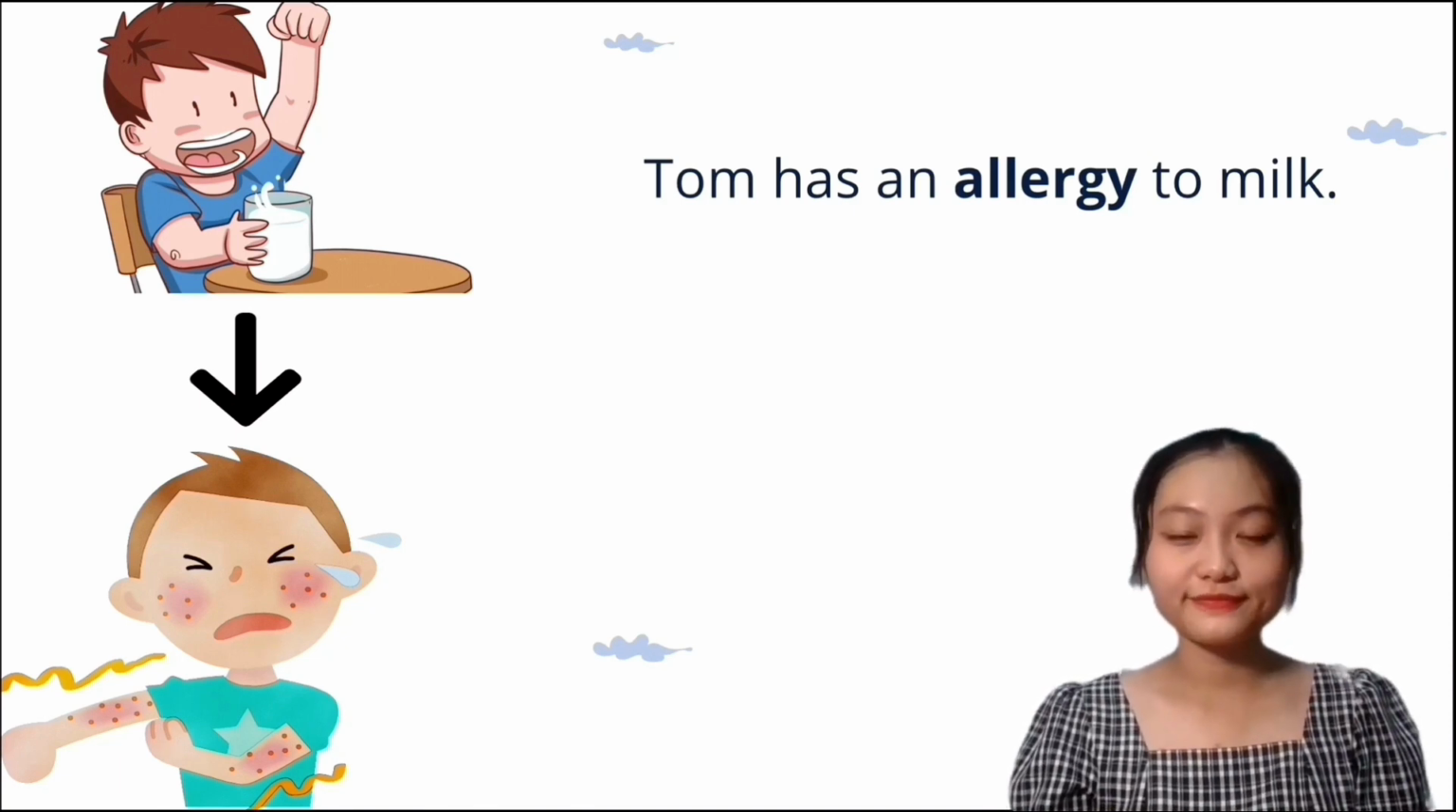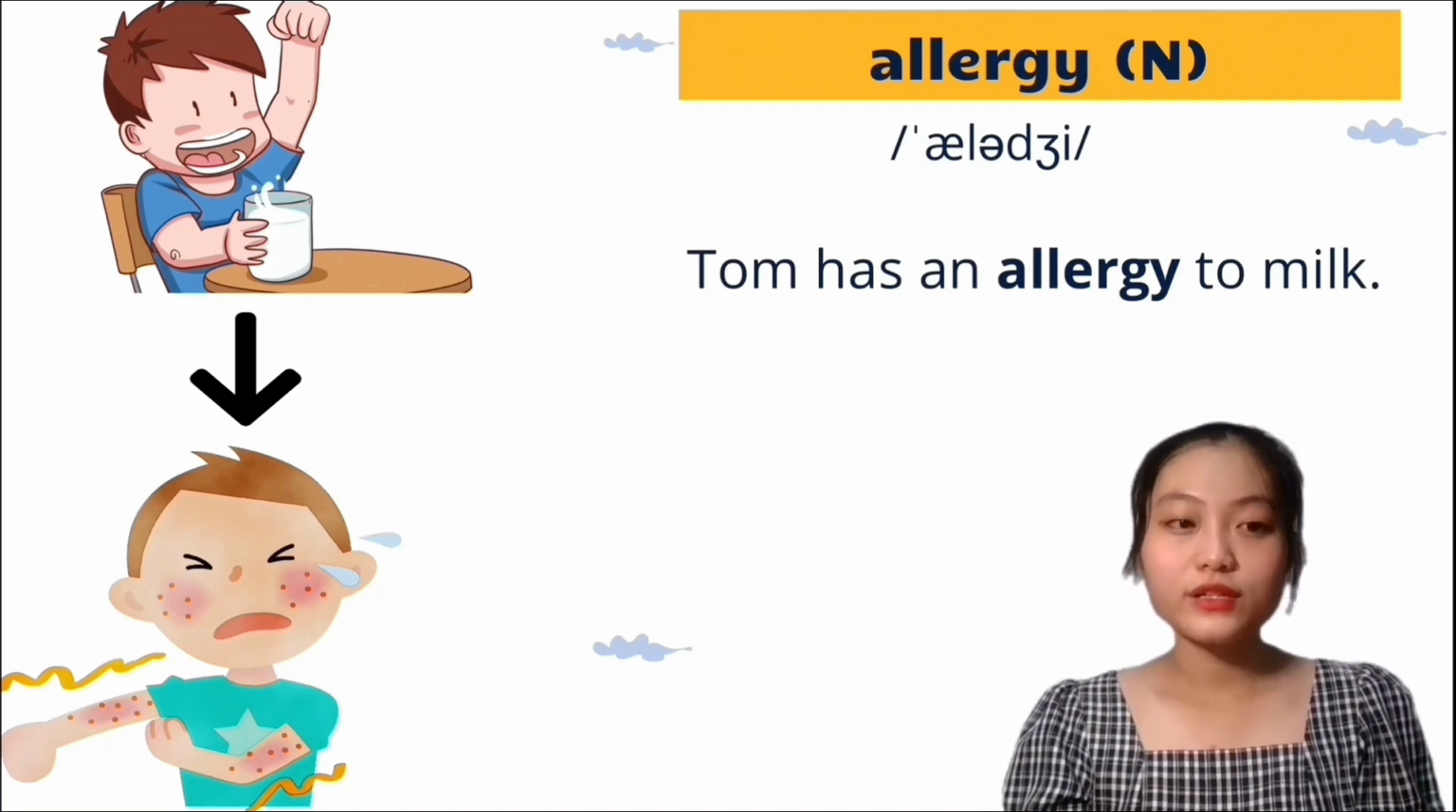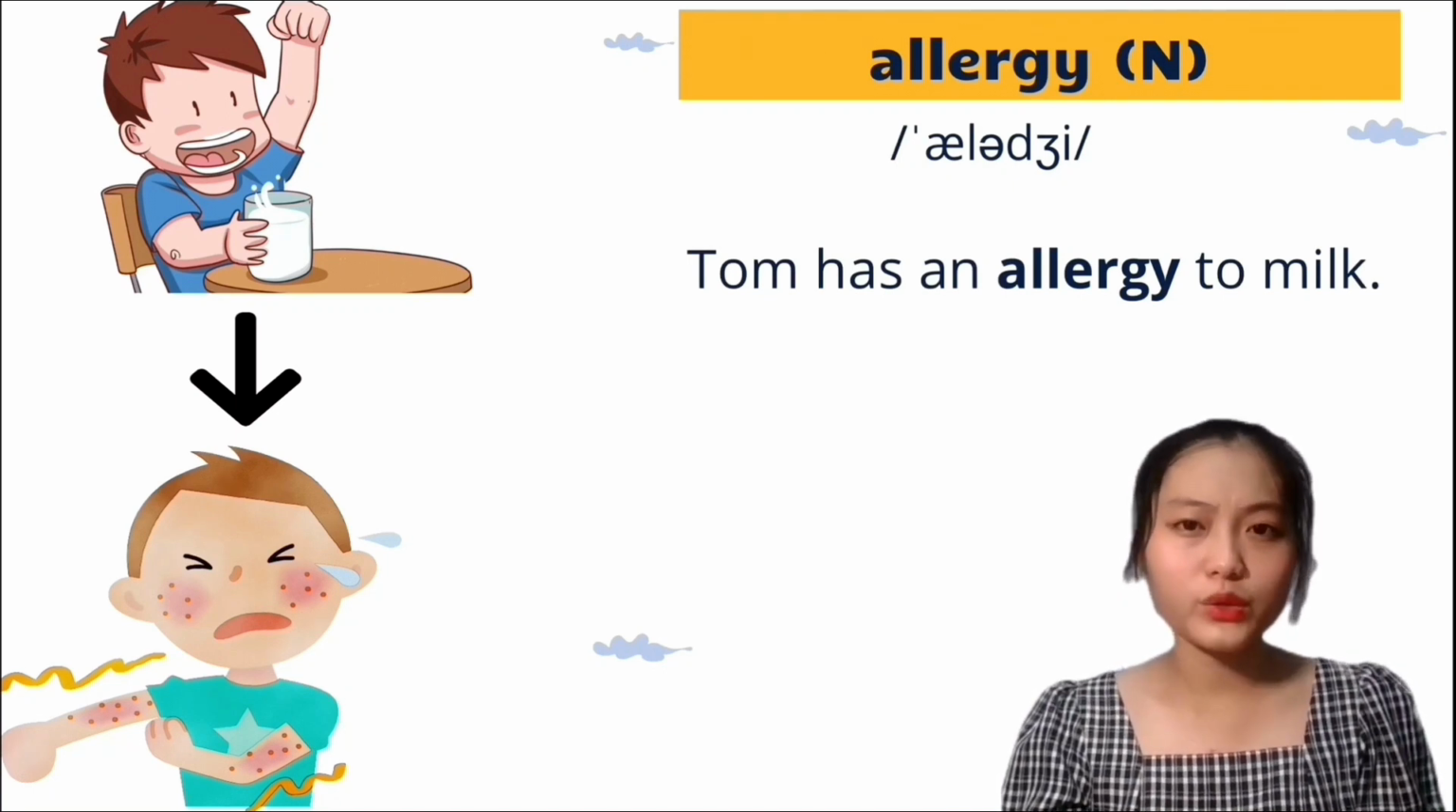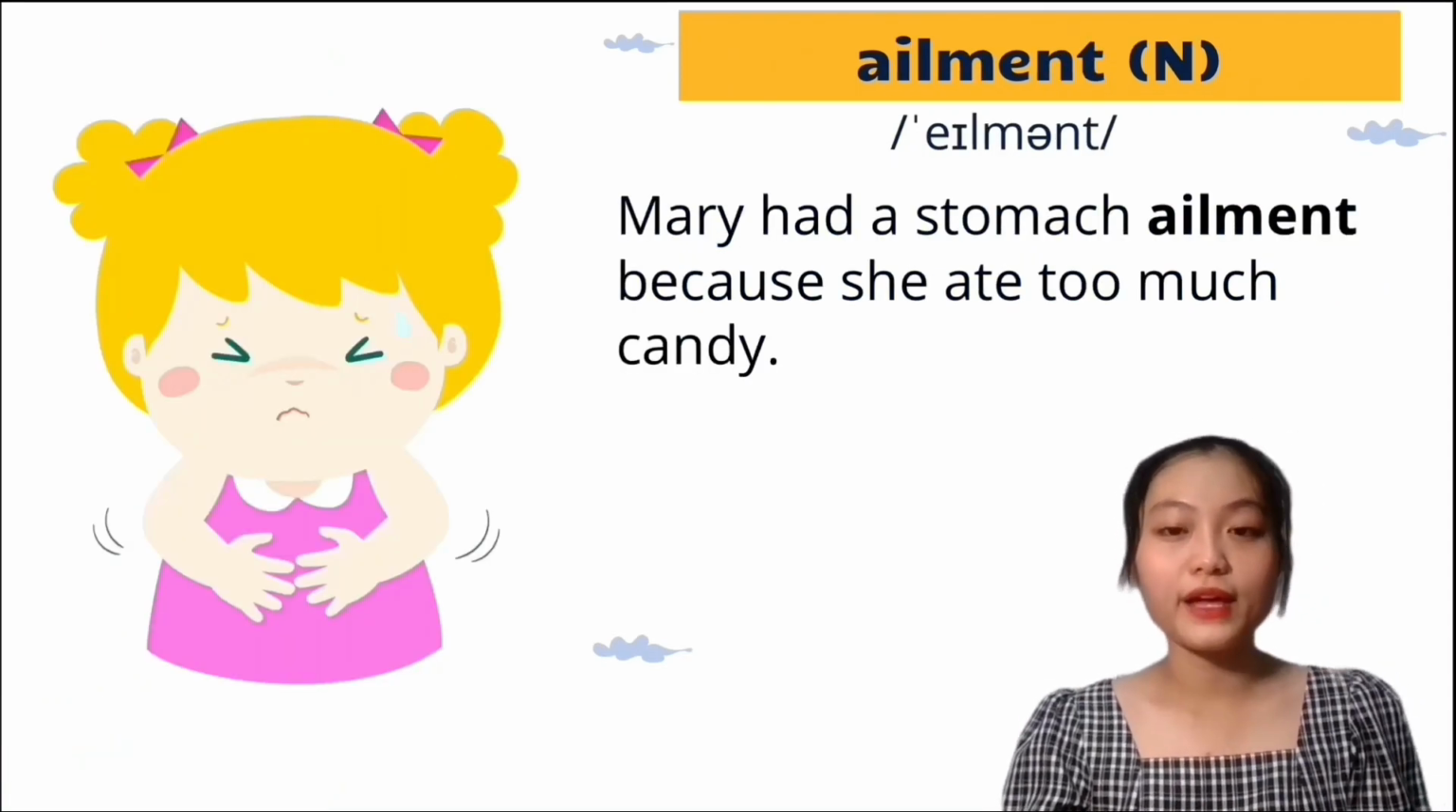Tom has an allergy to milk. We have the word allergy. Allergies mean medical conditions that cause you to react badly or feel ill when you eat or touch a particular substance or something. About the next word, we have ailment. Ailment relating to illness or health problem. An example here is Mary had a stomach ailment because she ate too much candy.